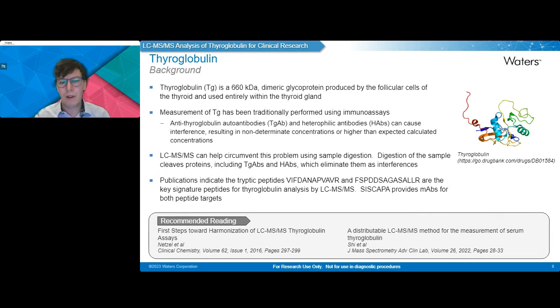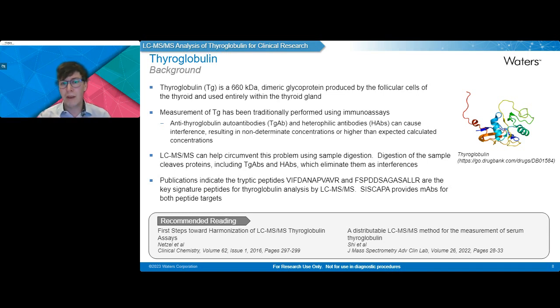Now, moving on to actually discussing thyroglobulin itself. So the need for greater analytical sensitivity and selectivity is actually highlighted in the requirements around the method for the analysis of thyroglobulin. So it's a 660 kilodalton dimeric glycoprotein, which is produced by the thyroid gland. And it's a precursor to the thyroid hormones T3 and T4.